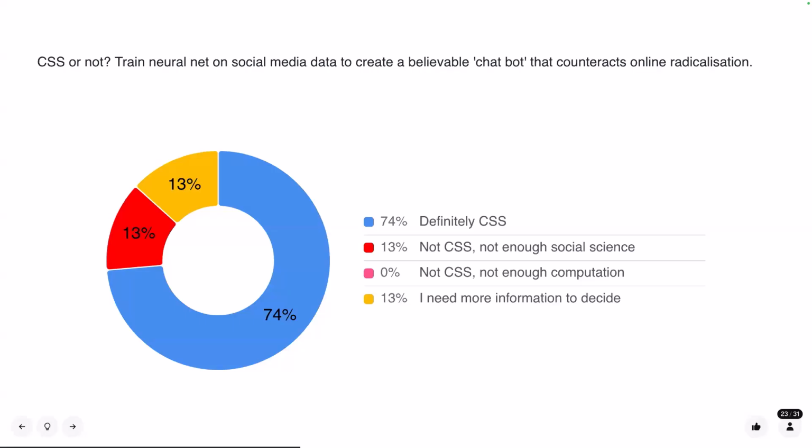So if we're using these kinds of complex computational methods to then mimic and interact with individuals, that does seem like a clear example of computational social science to me. In fact, it's almost like a quintessential CSS project there. So yeah, I hope that's brought things home a bit.